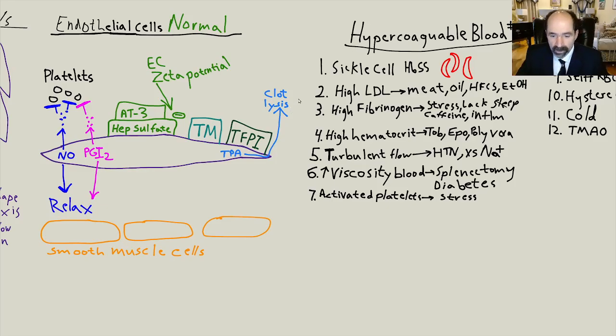All right, so here is a drawing of an endothelial cell, sort of a spindle shape. They produce nitric oxide. That's the most important thing they do. That's the most important thing to know about an endothelial cell.